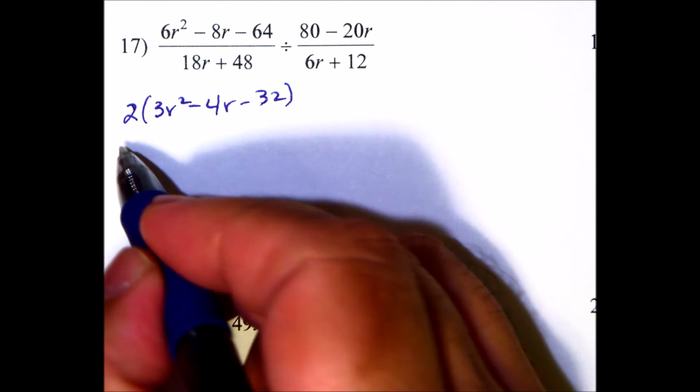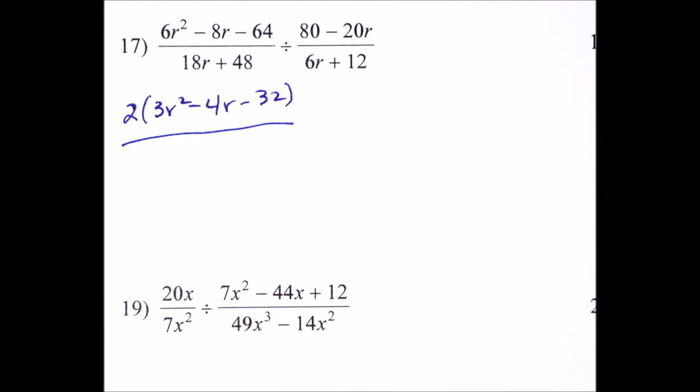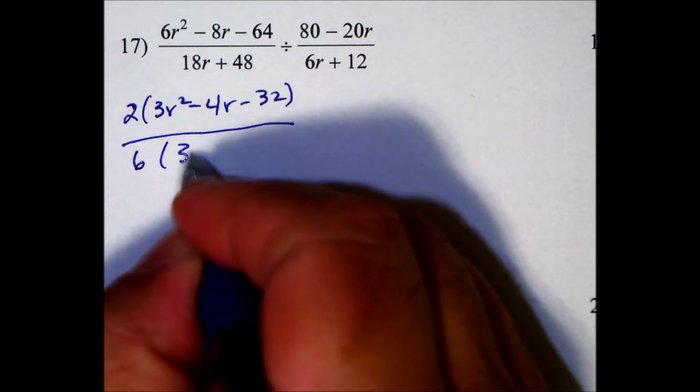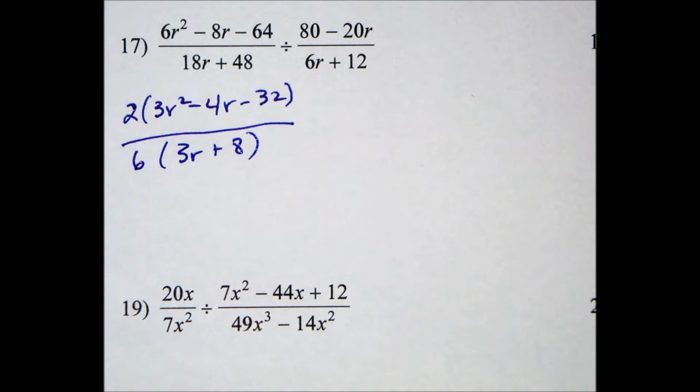And let's do this part. What's that? 6 goes into both of those? I think so. Anything higher? 9? No. 8? No. Alright, so 6. So that's going to be 3r plus 8.